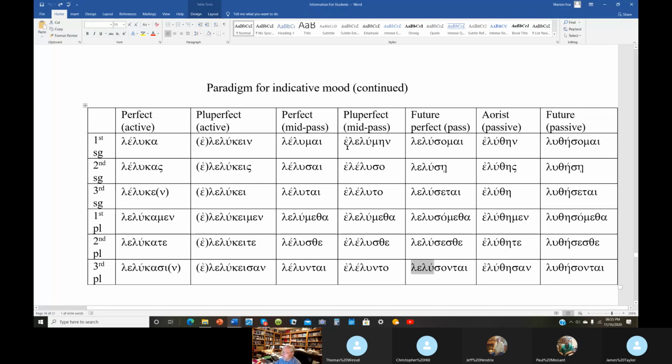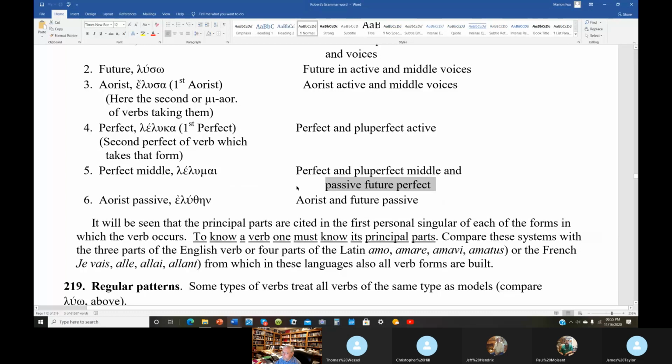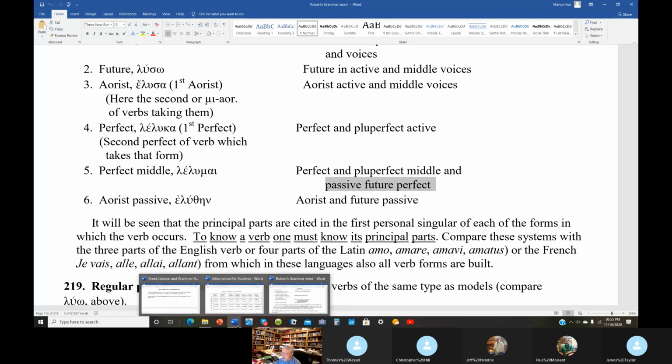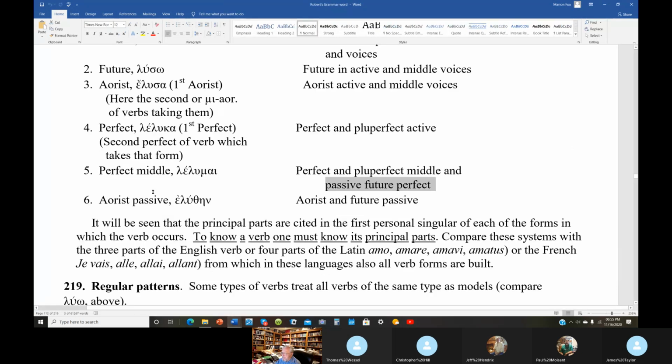Okay, let's try another one. Let's go back to our original one. And we had the passive future perfect. We just did that. Pluperfect middle and perfect middle, we did those. Did I do both of those? I think I did both of them, didn't I? I did the perfect, pluperfect, and the perfect passive. Yes, I did. Okay. All right.